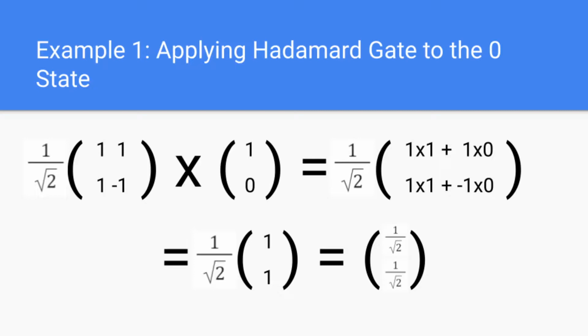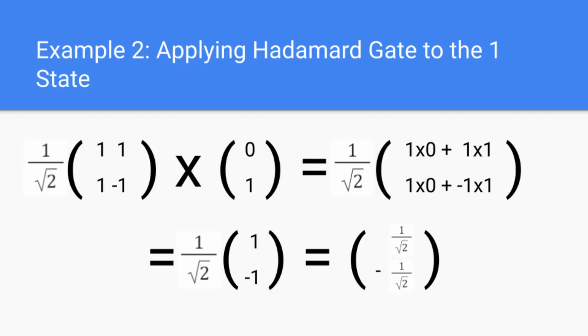And from the last lecture, we learned that the top value squared is the probability of collapsing into the 0 state, and the bottom value squared is the probability of collapsing into the 1 state. So we know that we have a 1/2 chance of collapsing into the 0 state and a 1/2 chance of collapsing into the 1 state.